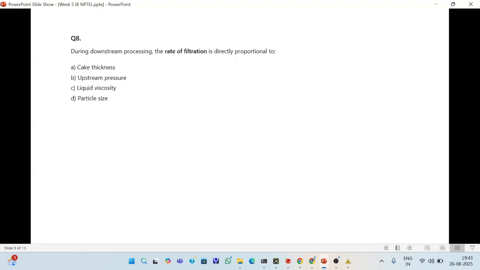During downstream processing, the rate of filtration is directly proportional to cake thickness, upstream pressure, liquid viscosity, particle size. Start answering.